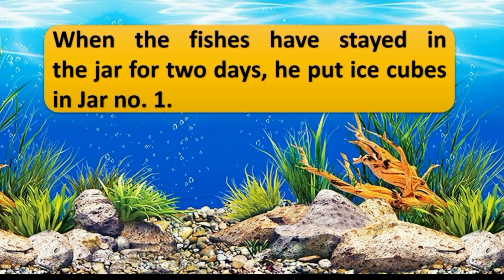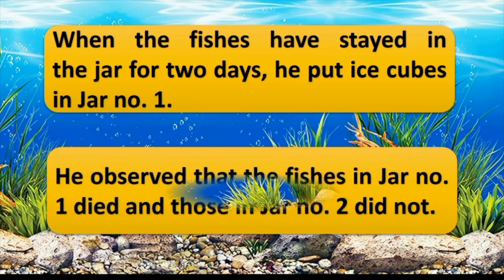When the fishes had stayed in the jars for 2 days, he put ice cubes in jar number 1. He observed that the fish in jar number 1 died, and those in jar number 2 did not. So time starts now.